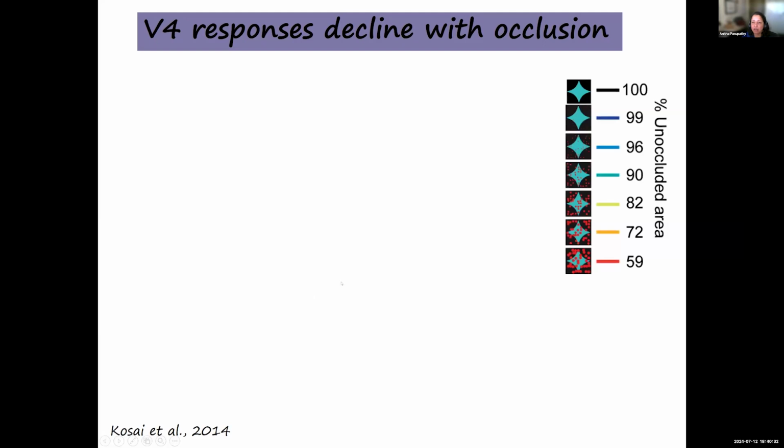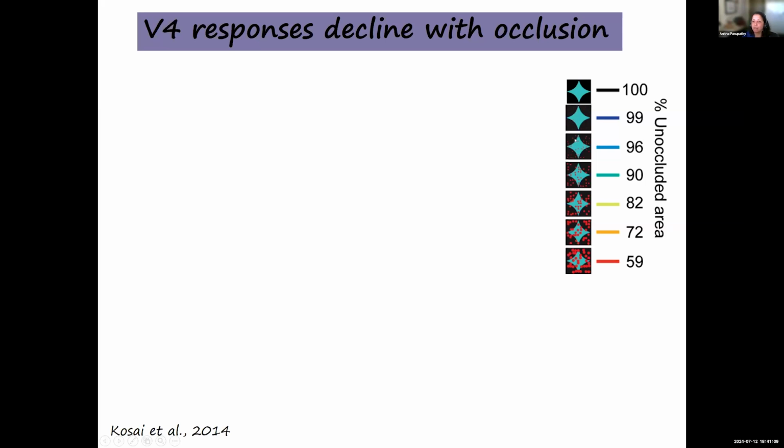So we started with a set of shape stimuli, and then we presented the stimuli either in isolation or with randomly positioned occluding dots superimposed on the stimulus. And we titrated the level of occlusion by varying the diameter of these dots. So down here, the shape is much more occluded than up here. And we quantified the level of occlusion by computing the fraction of unoccluded area. When there are no dots at all, it's 100% unoccluded.